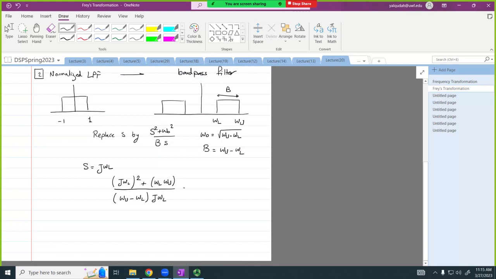So therefore, we can write this as negative omega L squared plus omega L multiplied by omega upper, divided by j multiplied by omega lower, I guess, multiplied by omega upper minus omega lower. Where did the square go? You squared the j, so there is a squaring of the j, negative omega L squared.